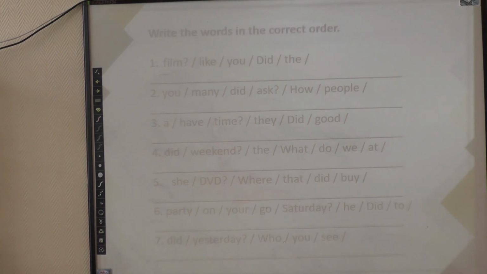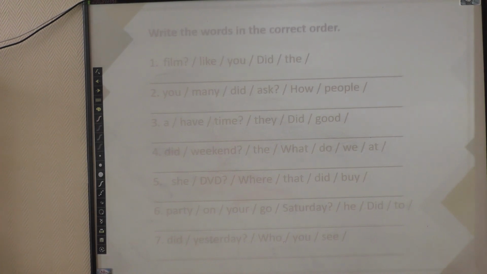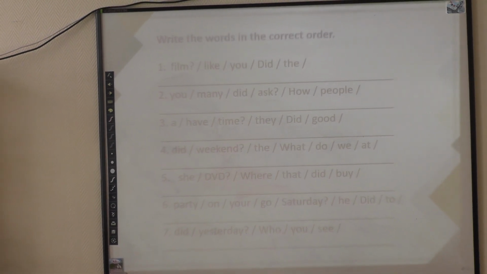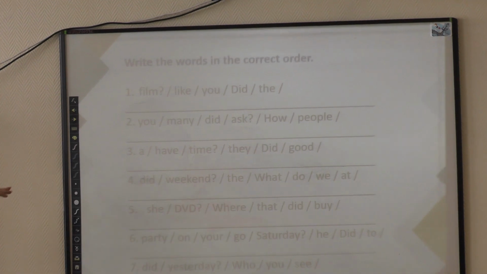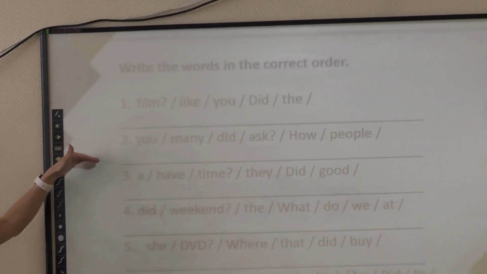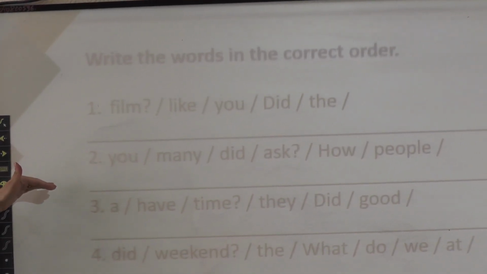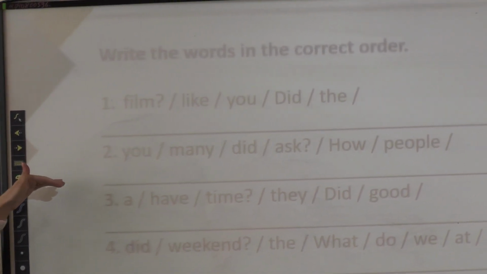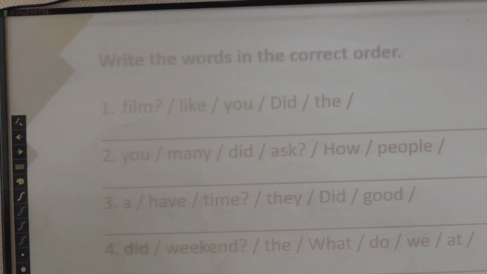Write this in your copybooks. Then we will check. Then we will read, okay? Vitaly, what about you? Did you do the second sentence? No? So, Anton, can you read the second sentence? How many did you ask people? Is he right? No. What about your parents? No, you have a mistake.